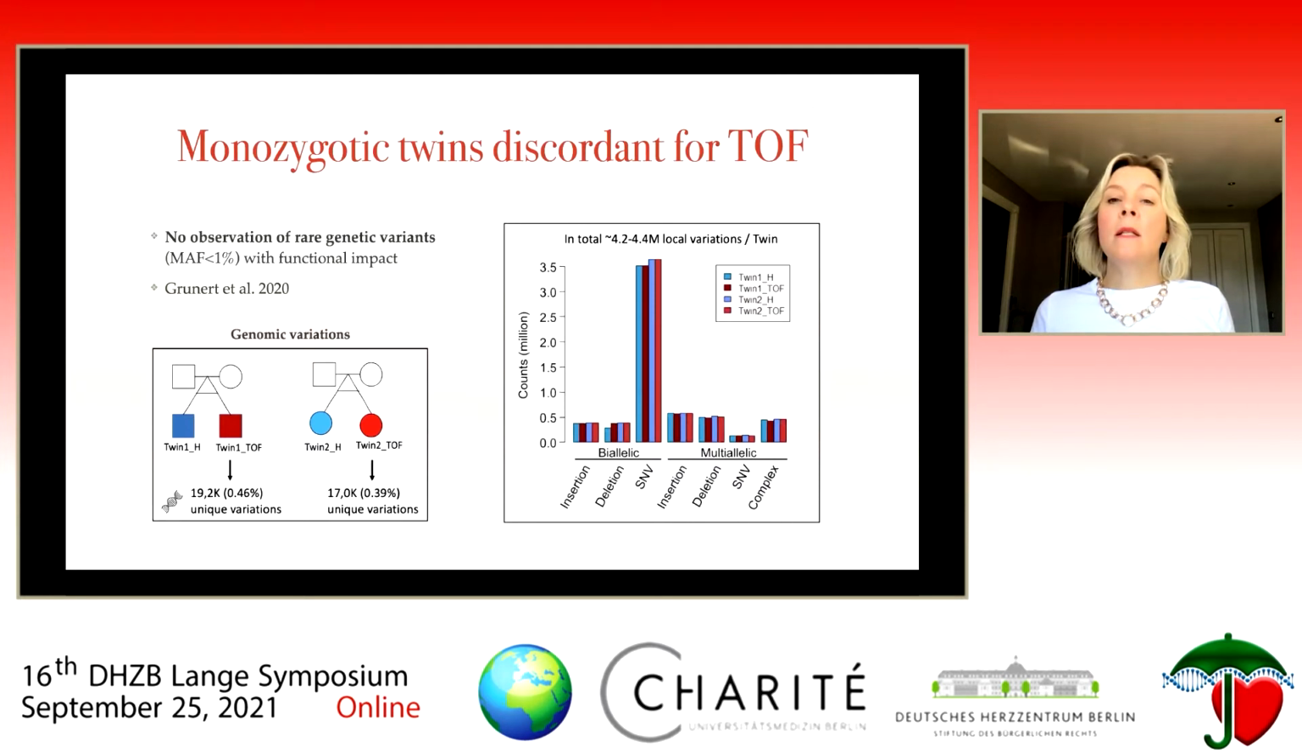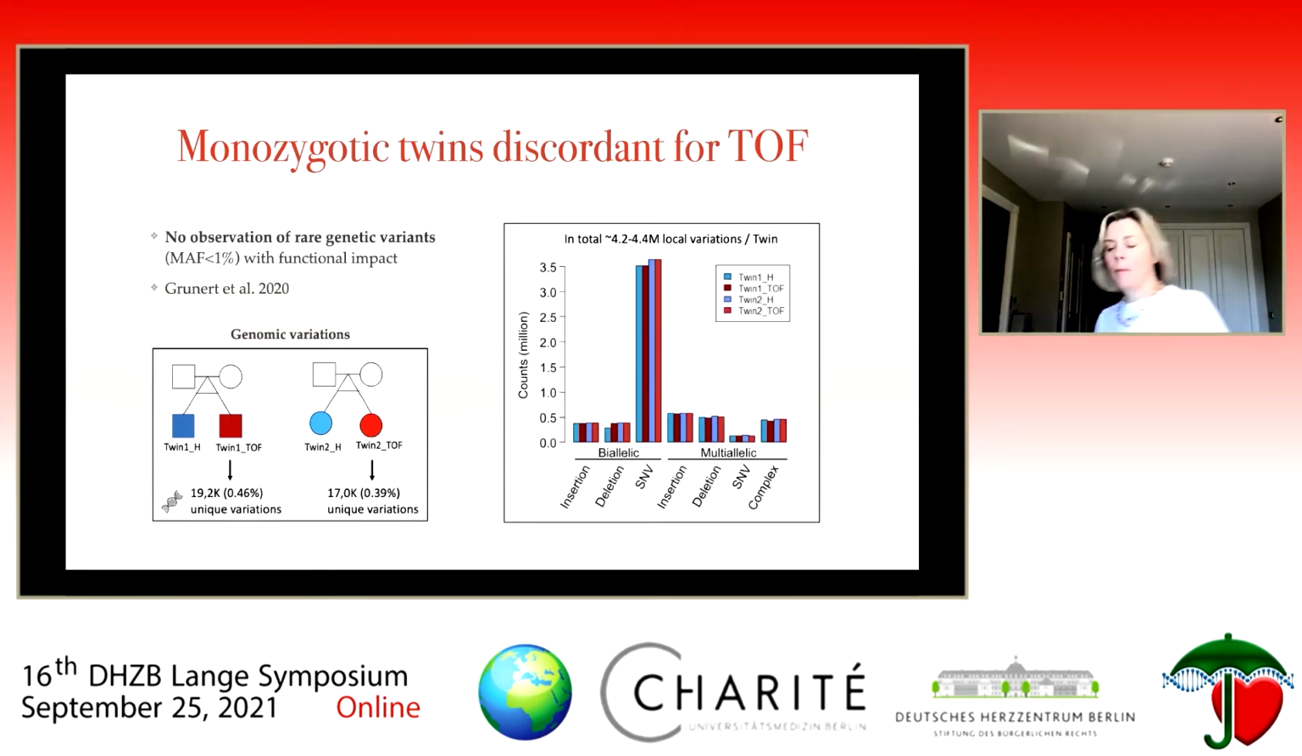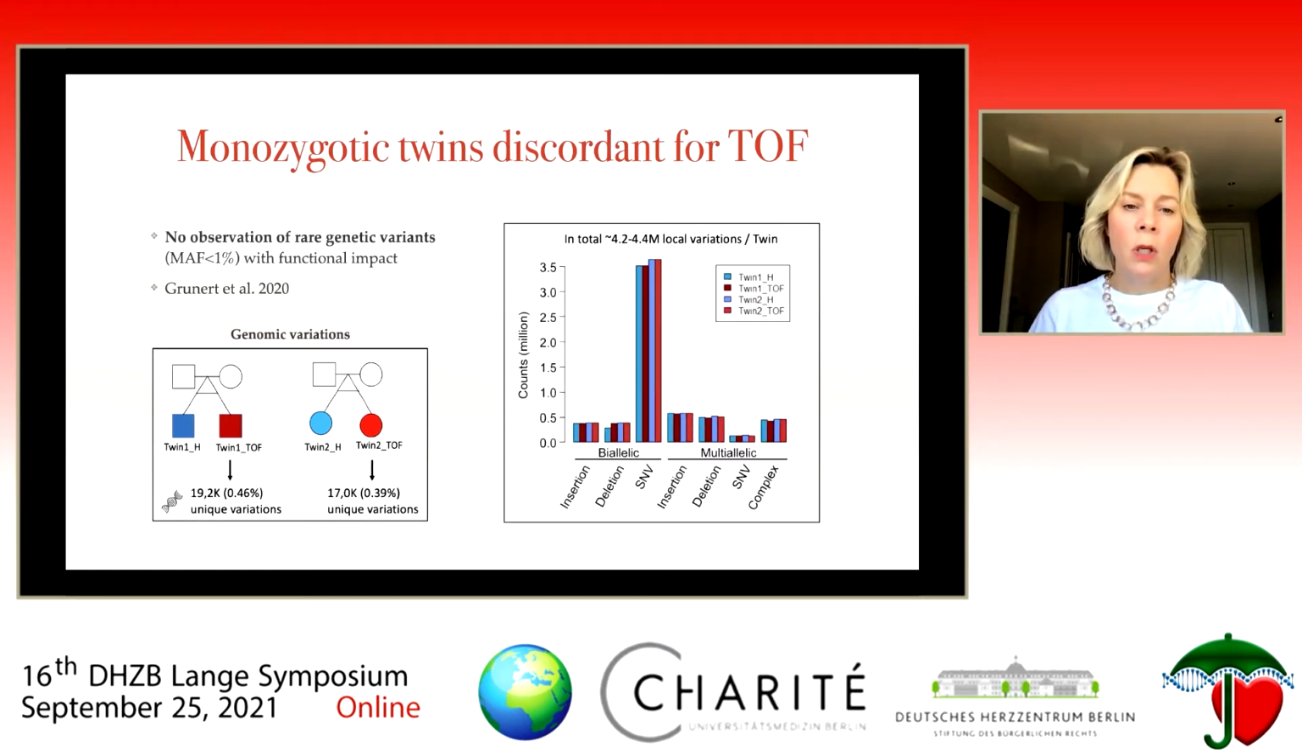So now, having done these studies on isolated TOF cases, quite recently, last year, we looked at monozygotic twins discordant for tetralogy of Fallot, which you see here on the left-hand side. And what we saw is, of course, many genomic variations, but we didn't find genomic variations which were distinct between the twins and which could explain the TOF phenotype. So this was a very interesting and very important, unforeseen, I have to say, observation.